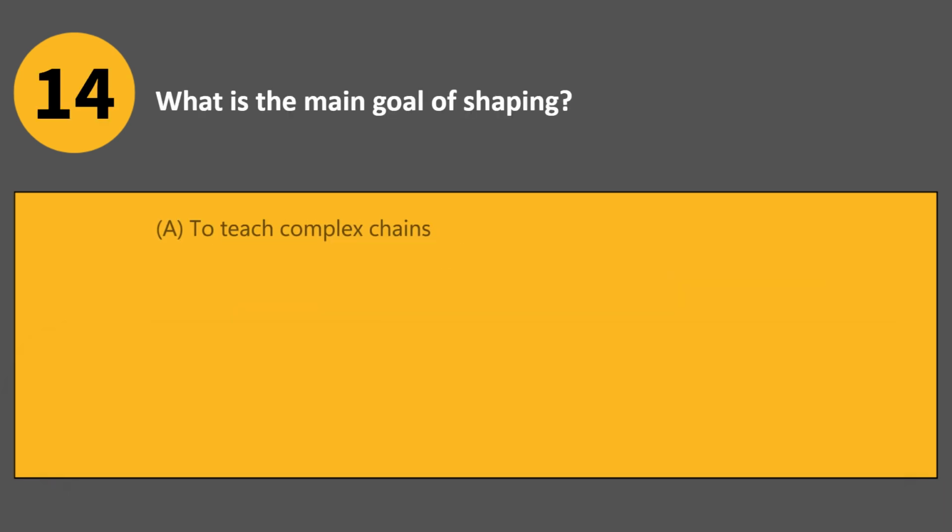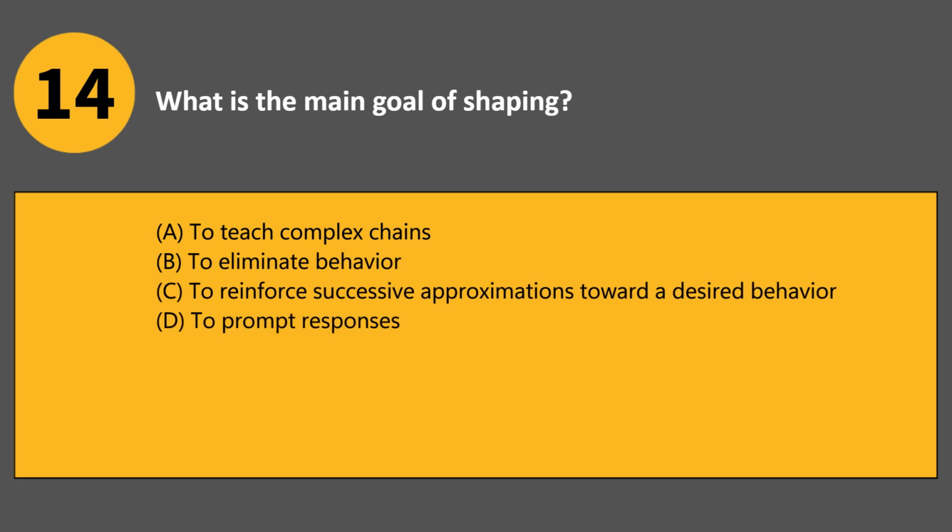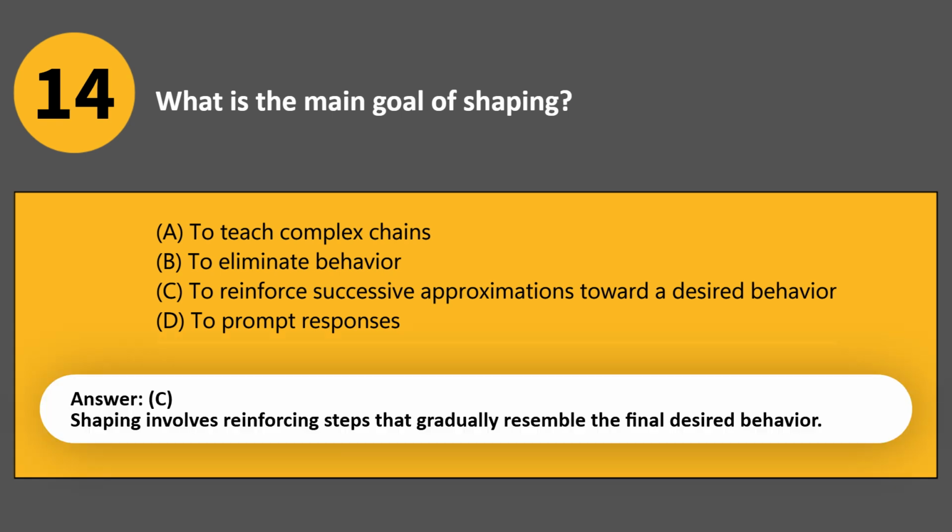What is the main goal of shaping? A. To teach complex chains. B. To eliminate behavior. C. To reinforce successive approximations toward a desired behavior. D. To prompt responses. Answer: C. Shaping involves reinforcing steps that gradually resemble the final desired behavior.